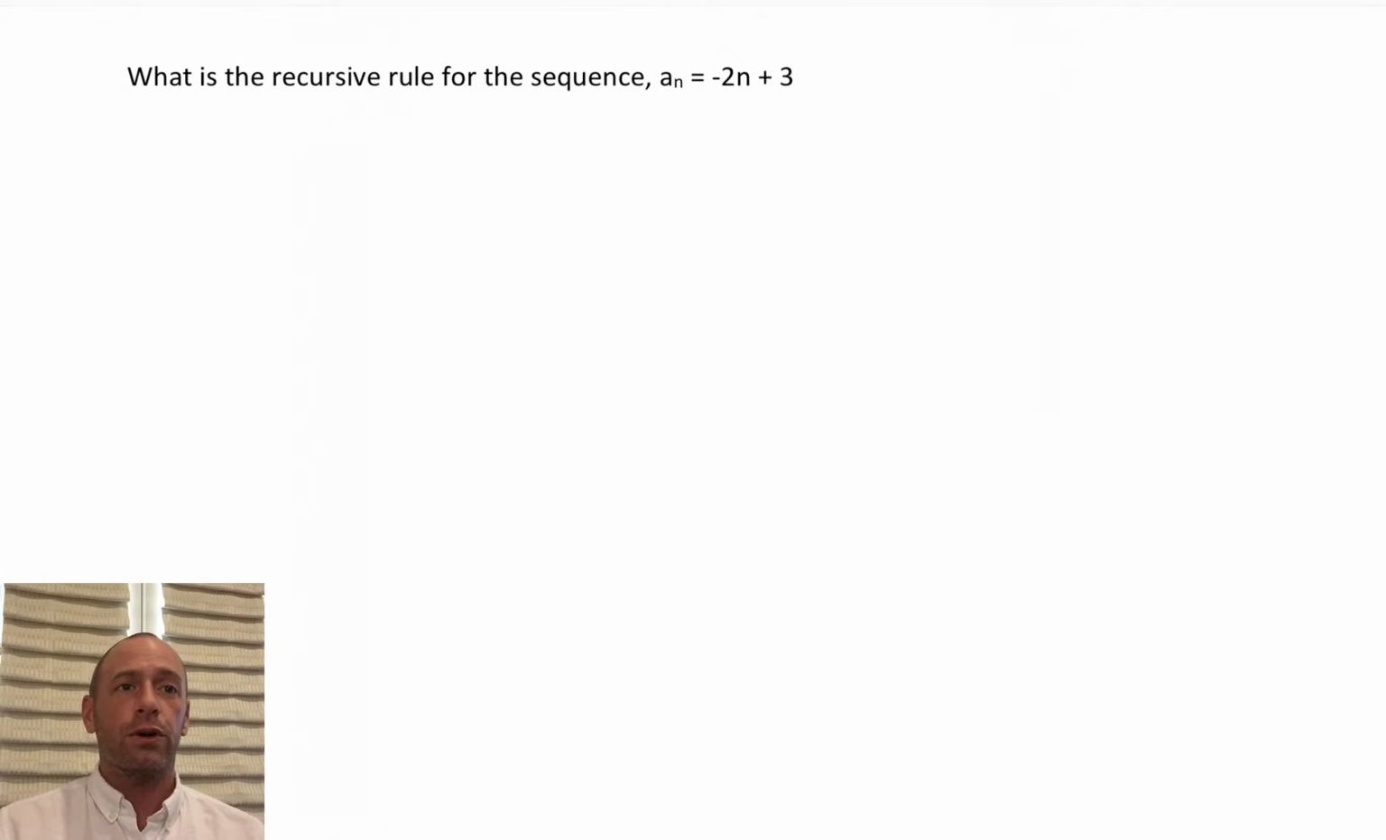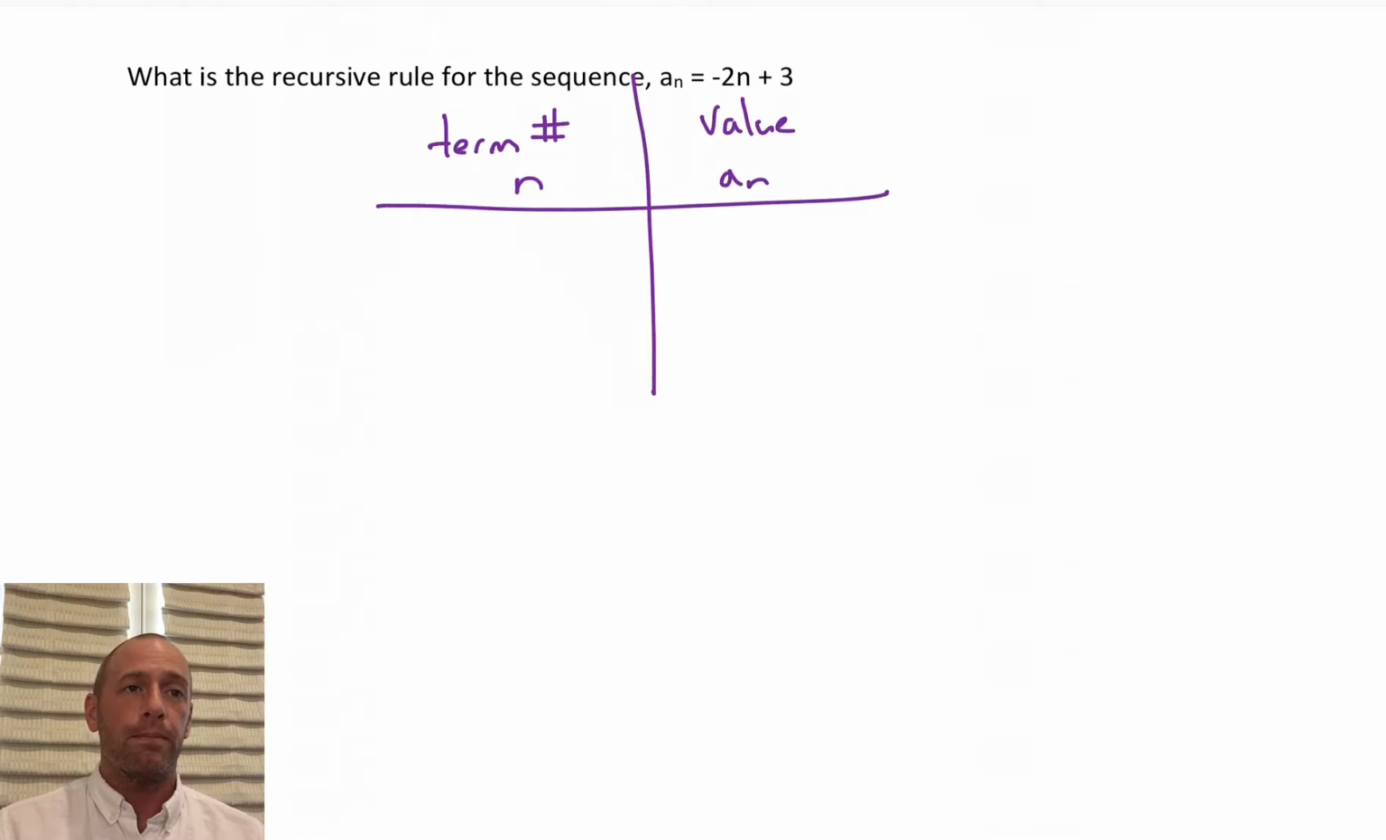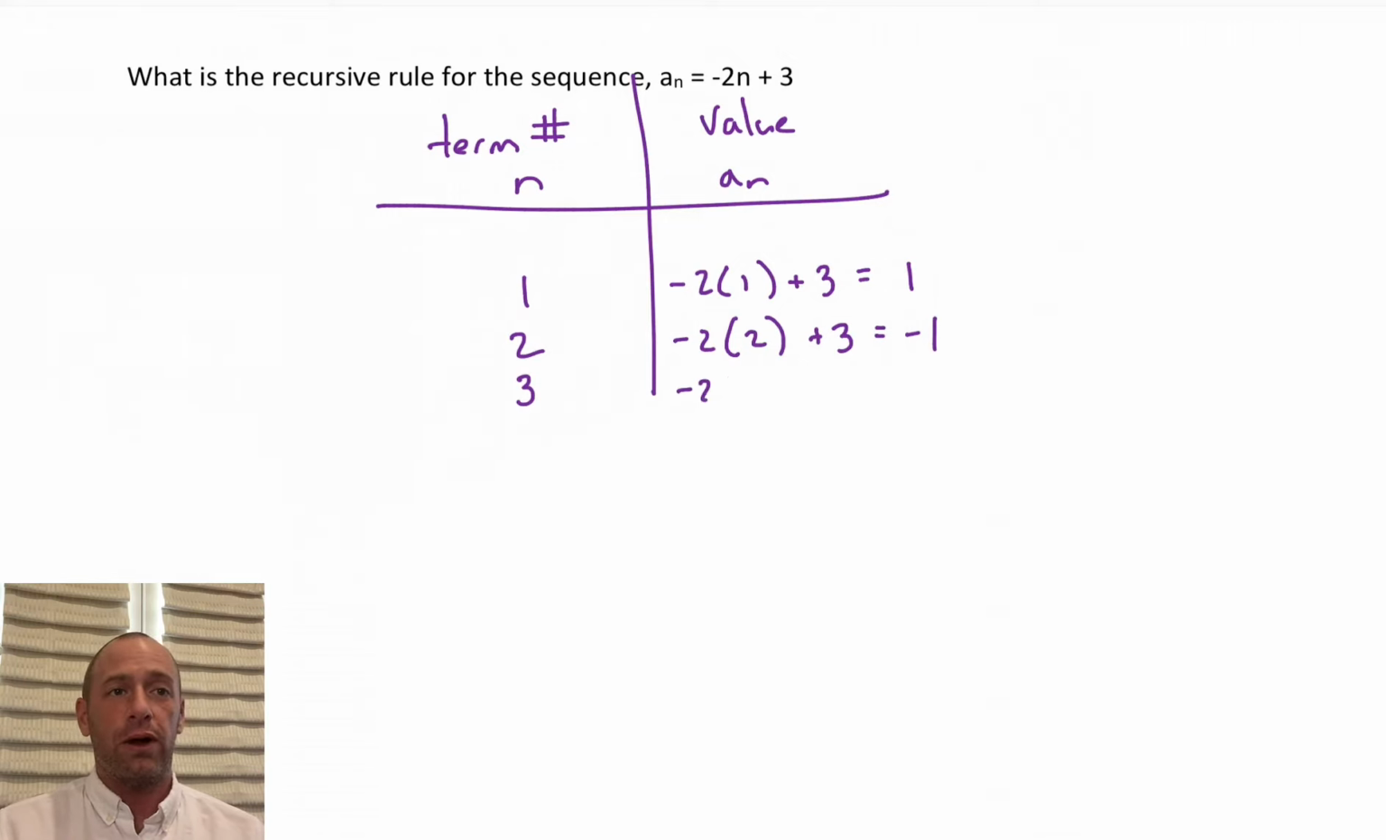Next up, what is the recursive rule for the sequence negative 2n plus 3? Well, to do this, let's create a table of values. The term number, n, and the value of the term, a sub n. And again, if you can do this without a table, great. So the first term, if I replaced n with 1, is going to equal 1. The second term would be negative 2 times 2 plus 3 is negative 1. The third term would be negative 2 times 3 plus 3, which is negative 3.